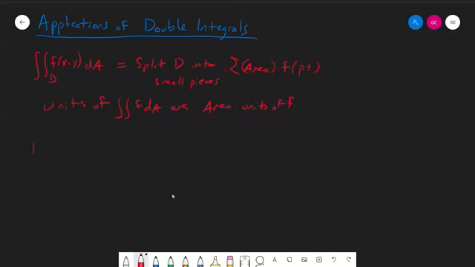So, for example, the simplest double integral is just the double integral of the constant function 1. So this splits your region D up into tiny little pieces. For each piece, it takes the area of that piece and multiplies by 1, and then adds up all of those little areas. So in fact, this just gets you the area of the region.